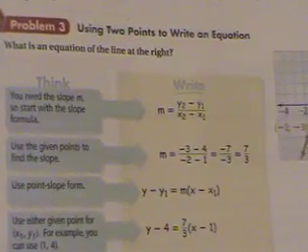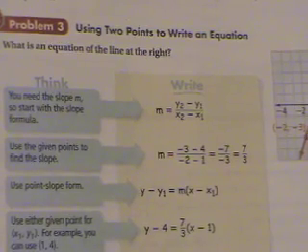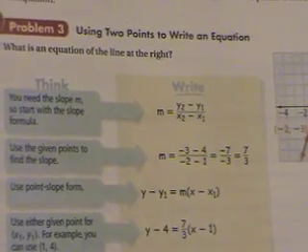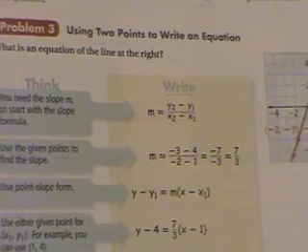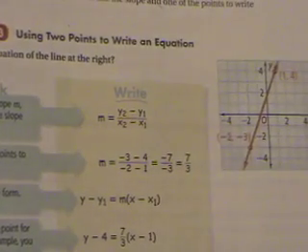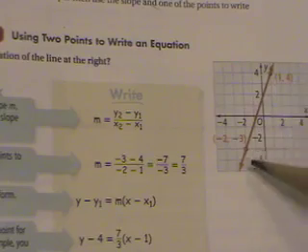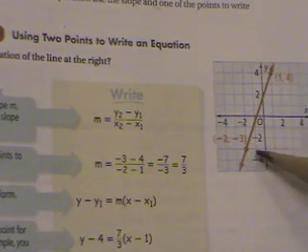For your next trick, given only 2 points, you will be able to write the equation of the line. How will you do it? Easy. First, look at the graph. Figure out what 2 points you've got. Looks like (1, 4) and (-2, -3).